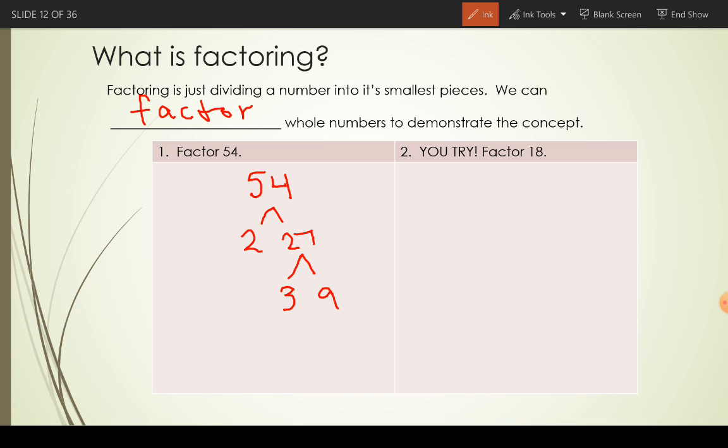So now I've broken down 54 into even smaller pieces, and I can now break down 9 into 3 and 3. So if I wanted to write down the factors of 54, I would write all of my prime numbers. So I have 2 times 3 times 3 times 3. Those are the factors of 54. Now you try. Go ahead and pause, and I want you to factor 18.